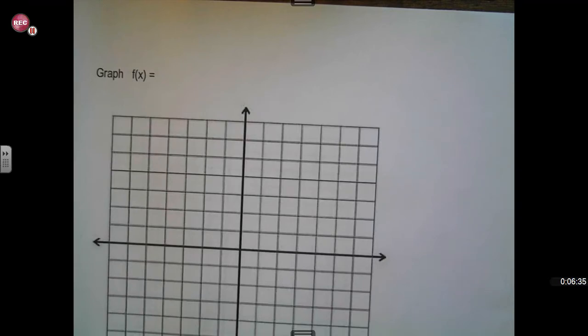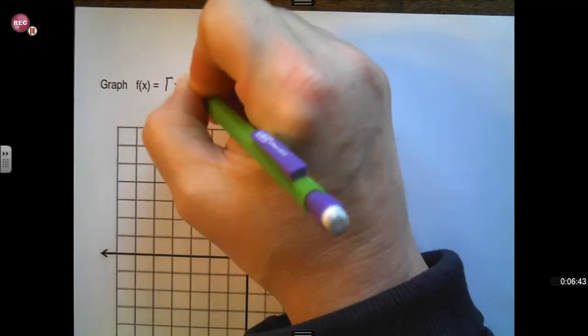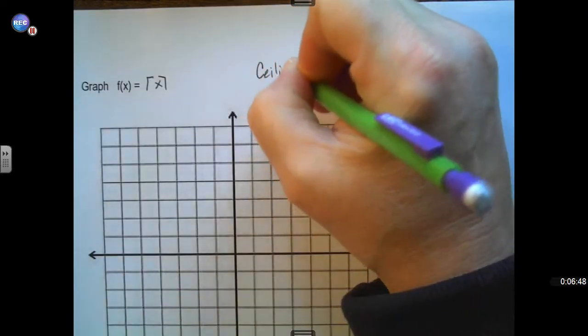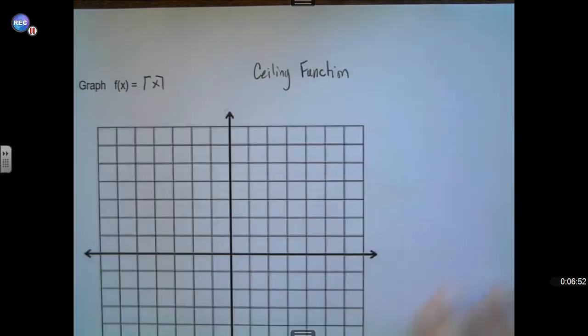So some of what they're going to have you doing is they're going to ask you for function values. Okay. So in this particular example, I have our ceiling function. This is the ceiling function, the type of step function that it is.